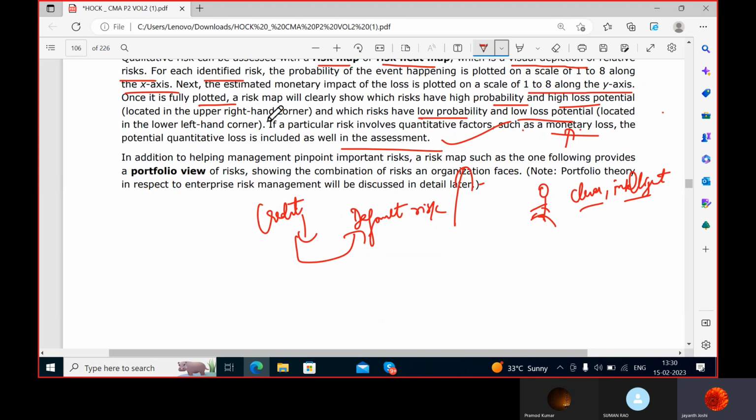Now, to see the monetary impact of that, in addition to helping management pinpoint important risks, it's not only helping the management to point out where they have the risk.